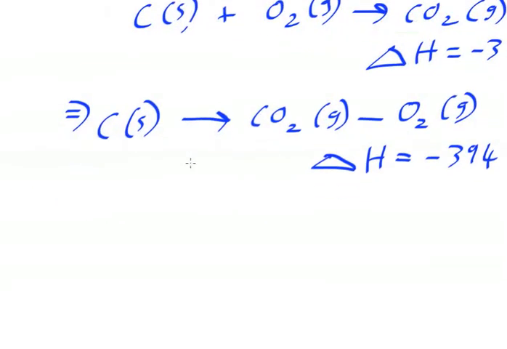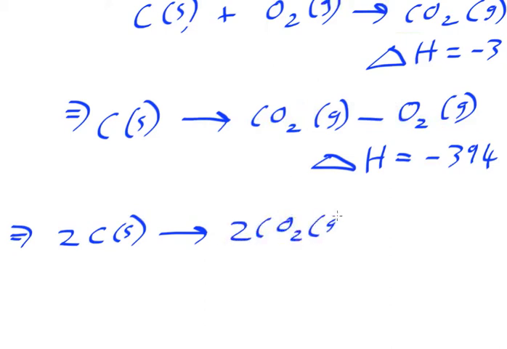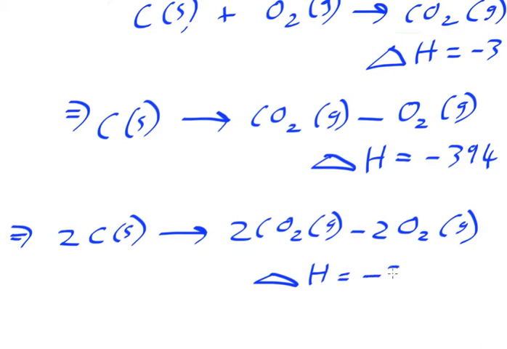I've got a CS, but I actually need two CS's, and I do that by multiplying everything by 2. So 2 CS goes to, and I need to multiply this side both by 2, 2 CO2 as a gas minus 2 O2 as a gas. But that delta H also needs to be multiplied by 2. So I've got that minus 394 times 2.